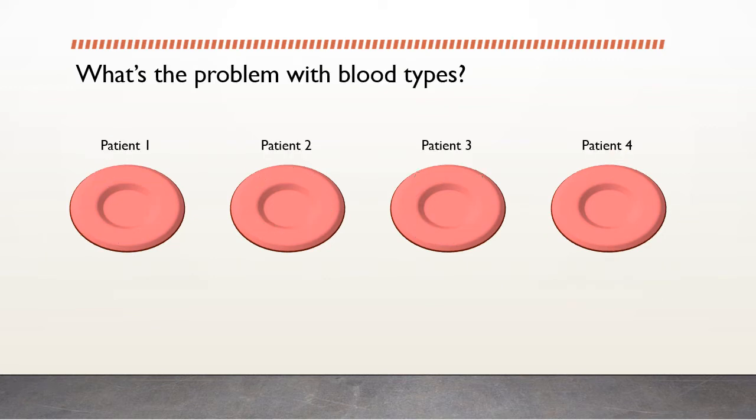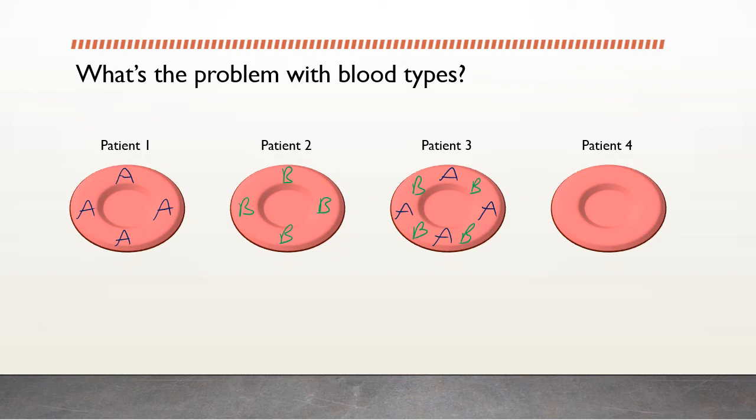Well, what's the problem with blood types? Let's start by re-summarizing our types. So patient 1 was type A. Patient 2 was type B. Patient 3 had both A and B antigens in her blood. And patient 4 had neither A nor B antigens on his blood.